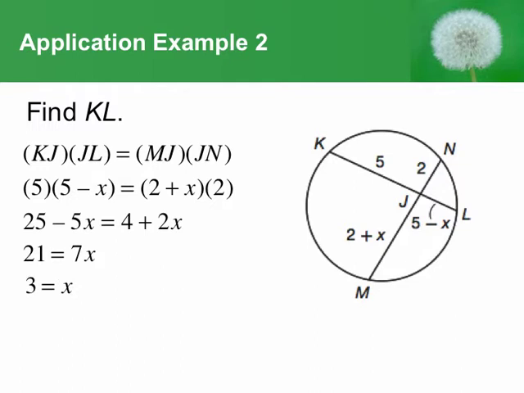So x equals 3. But remember, we were asked to find the distance from K to L, which by the segment addition postulate is 5 plus 5 minus 3, now that we know what x is. So that's 7 units from K to L.